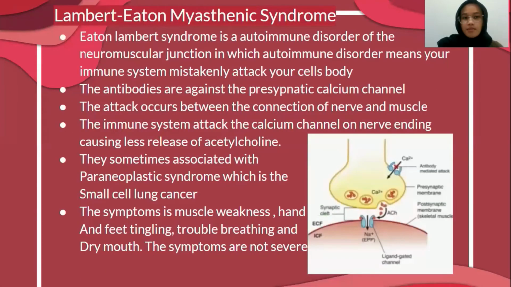The next one, we have Lambert-Eaton myasthenic syndrome, which is an autoimmune disorder of the neuromuscular junction, in which autoimmune disorder means the immune system mistakenly attacks your body's cells. So the antibodies are against the presynaptic calcium channel. The attack occurs at the connection between nerve and muscle. The immune system attacks the calcium channel on the nerve ending, causing less release of acetylcholine.